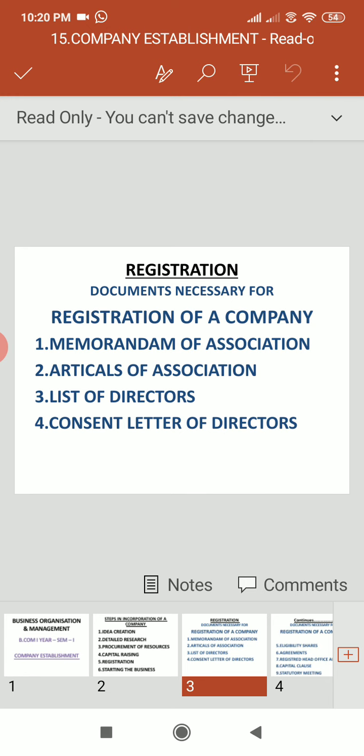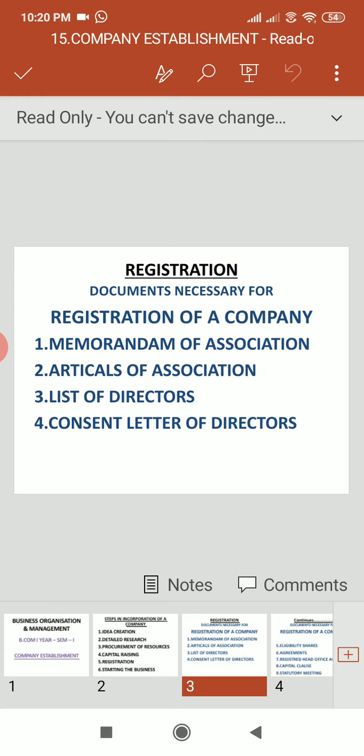Next, coming to registration. What are the documents needed for registering a company? Now, coming to the first one, Memorandum of Association. We will discuss it in detail later.